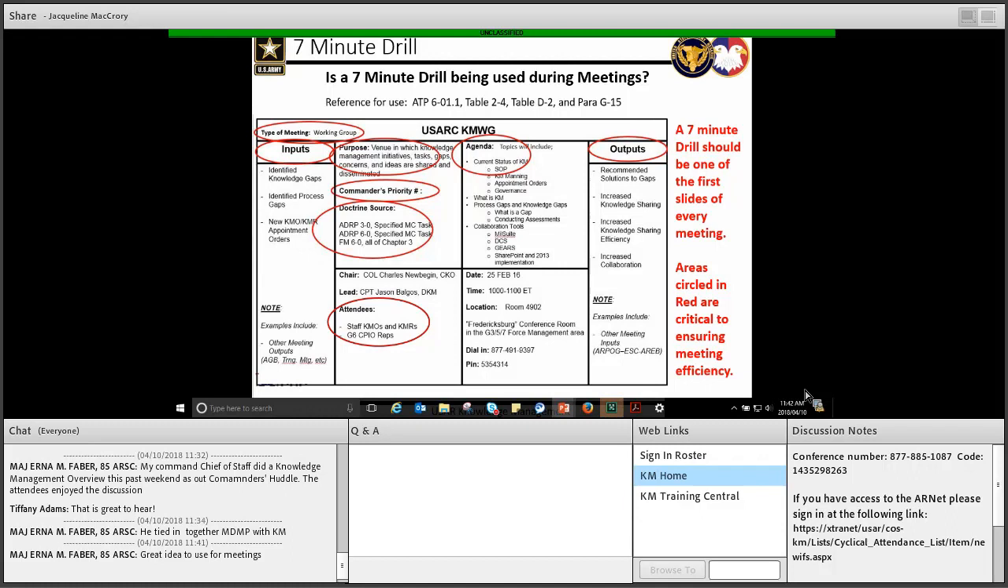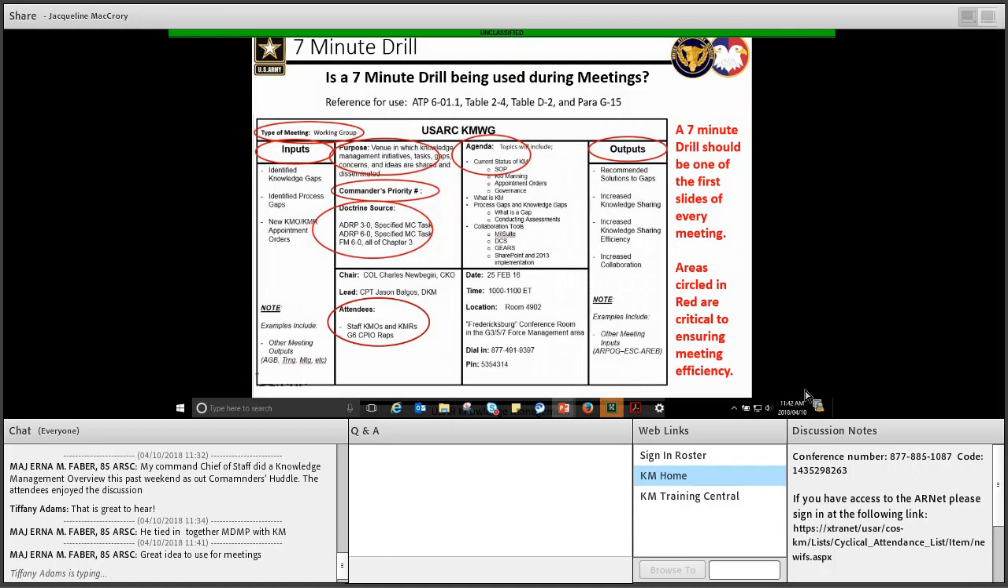You want to know what your inputs and outputs of the meeting are. If you don't have any inputs or outputs, what's the point of the meeting? Just like what's the purpose of the meeting? You want to make sure that that's short and to the point, that you have a reason for holding it. We also recommend that you link your meetings to commander's priority or doctrine. Otherwise, why are you holding a formal meeting? It might just be a better way to exchange information with a conversation.